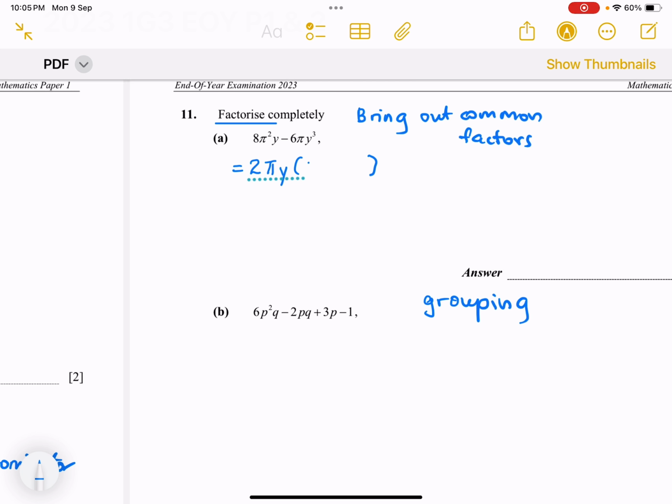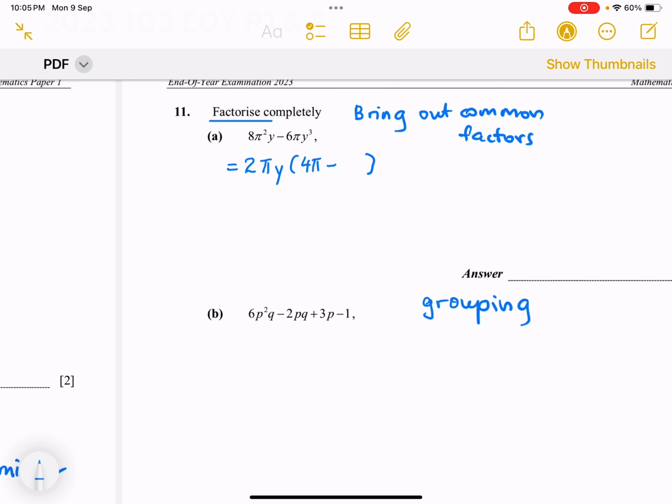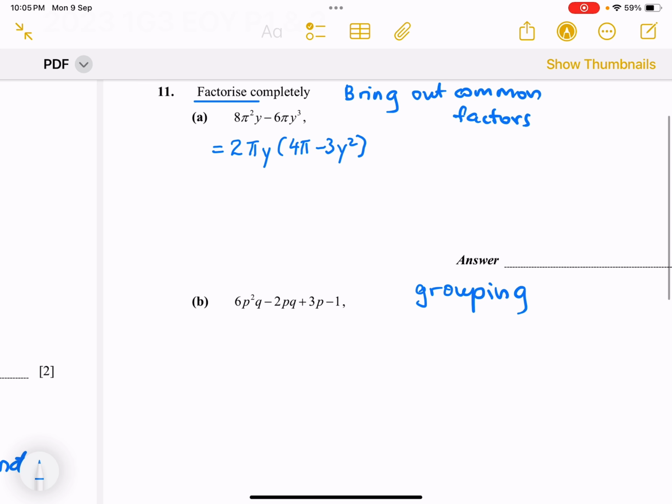We have taken out 2 from 8, so what is left is 4, because 2 times 4 is 8. We have taken out pi, so 1 pi is left behind, and we have taken out y. Here we have taken out the factor 2 from 6, so 3 is left, pi is taken out, and y is taken out from y cubed, so y squared is left. So that is the final answer. We can always check by multiplying in again. 2 times 4 is 8, pi times pi squared times y. 2 times 3 is 6 times pi, y times y squared is y cubed. That is how we check.